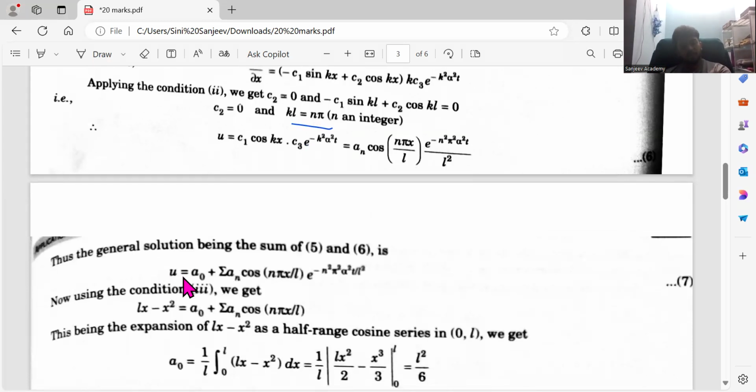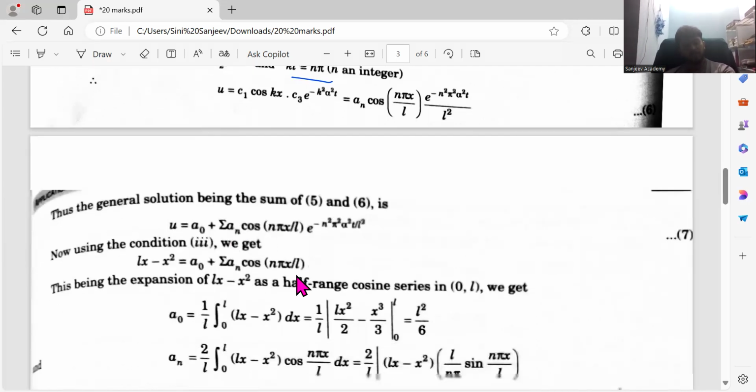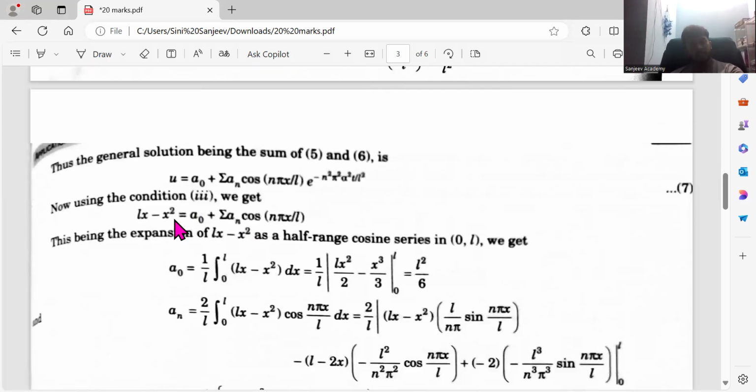Then we will be getting the general solution, usually a naught plus sigma, Fourier series basically. Then we will use the boundary condition now. Condition 3: Lx minus x square is equal to a naught plus this n pi x by L. In the sense I am putting n is equal to 0, then this full term will be gone. Or else I can put x also equal to 0. Because the series is 0 to L, a naught is nothing but 1 by L integral 0 to L of Lx minus x square. Simple Fourier series.